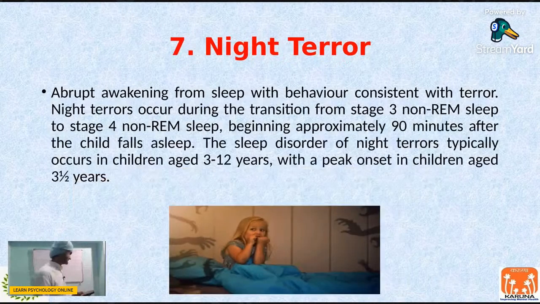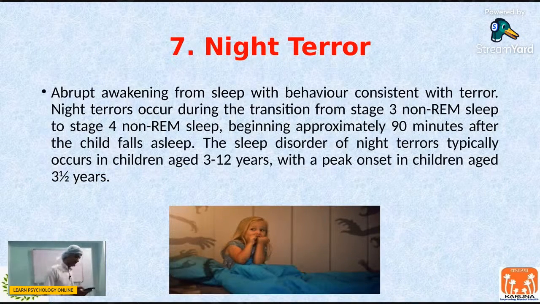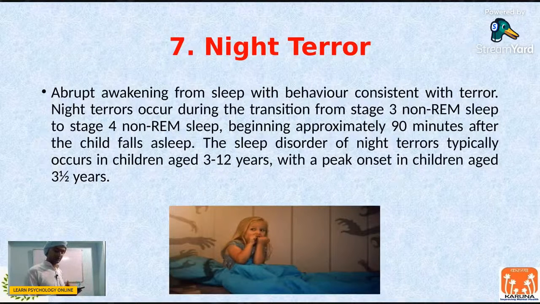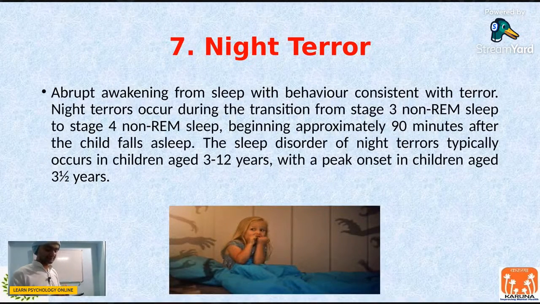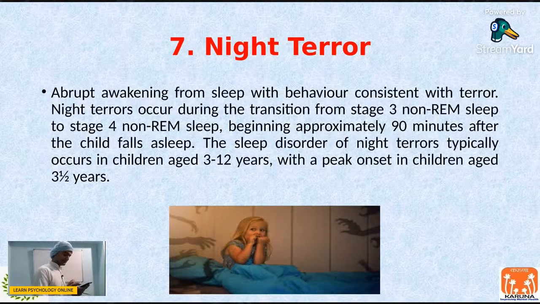Seventh one is night terror. Night terror is abrupt awakening from sleep with behavior consistent with terror. Night terror occurs during the transition from stage 3 non-REM, that is non-rapid eye movement sleep, to stage 4 non-REM sleep, beginning approximately 90 minutes after the child falls asleep. The sleep disorder of night terror occurs in children aged 3 to 12 years.